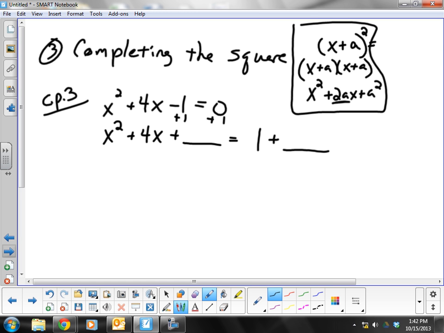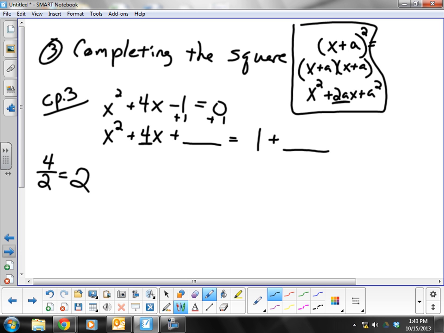This is 2 times the number, right? That's what my formula says. It's always going to be 2 times the number. So I'm going to go to this coefficient of x, which is 4, and I'm going to divide it by 2. That'll tell me what my number is. I divide it by 2 every time. Okay, so whatever the coefficient of x is, I'm going to divide it by 2. So my a in this problem is 2.